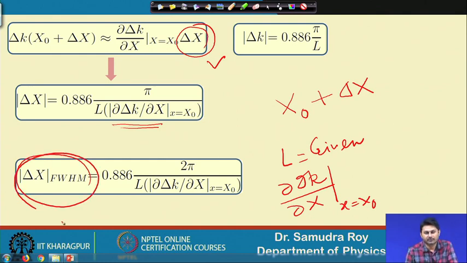Delta x is the value which can change, and now if these two values are given, we can find exactly what the tolerance of the delta x parameter should be, which may be angle, temperature, or wavelength. So, with this note, let me conclude this class.